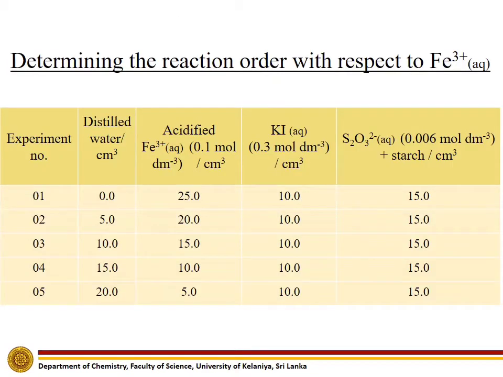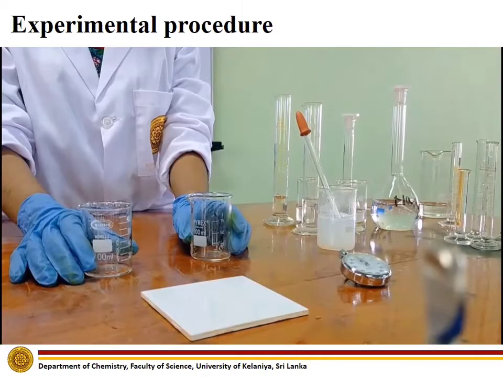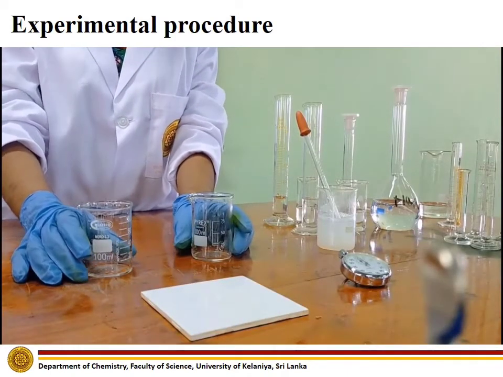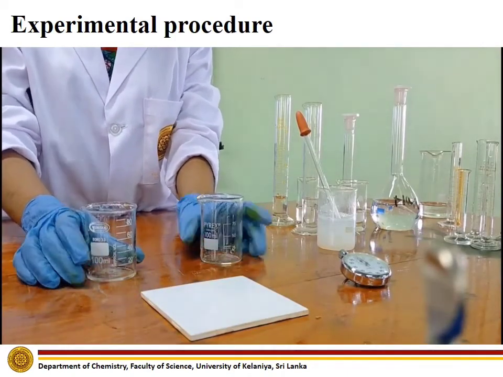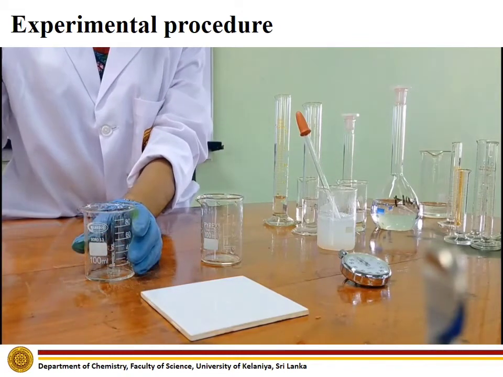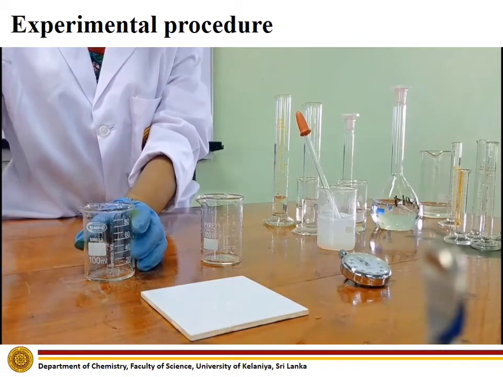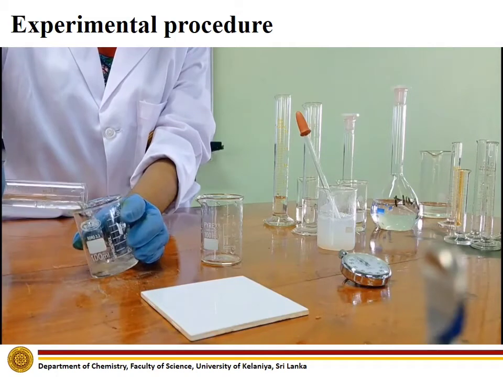As the first part of the experiment, let us determine the reaction order with respect to ferric ion concentration. We will perform the first experiment of the given table. Take 2 beakers to perform this experiment. Into the first beaker, add 25 ml of ferric solution.